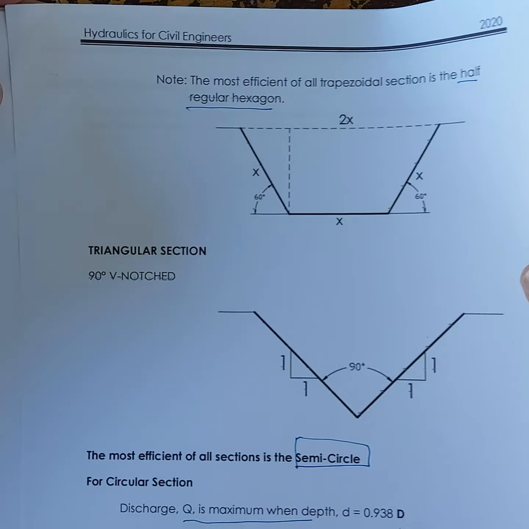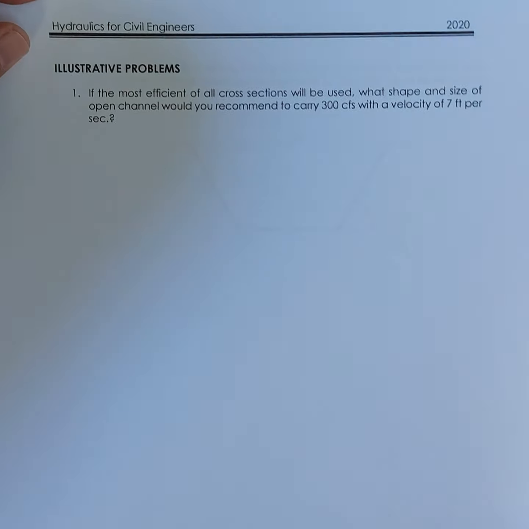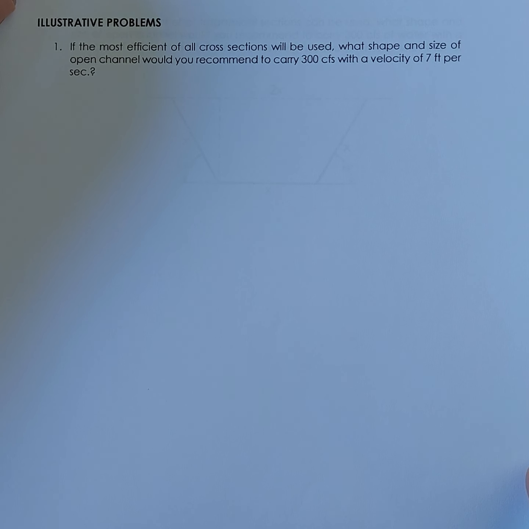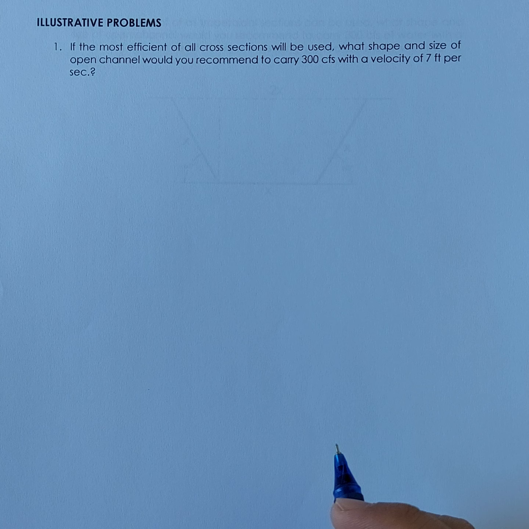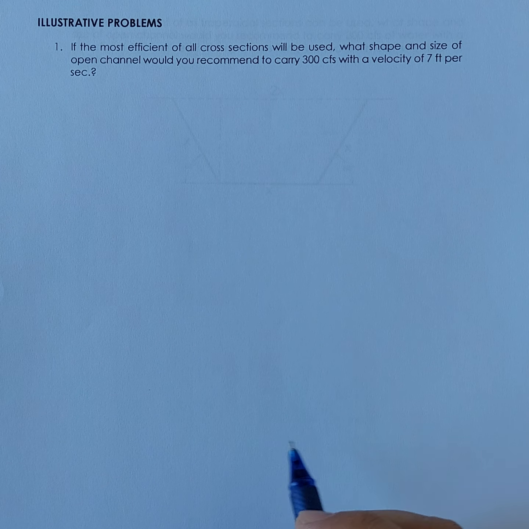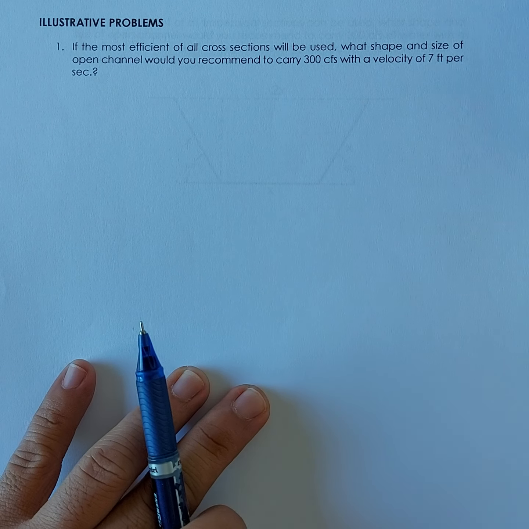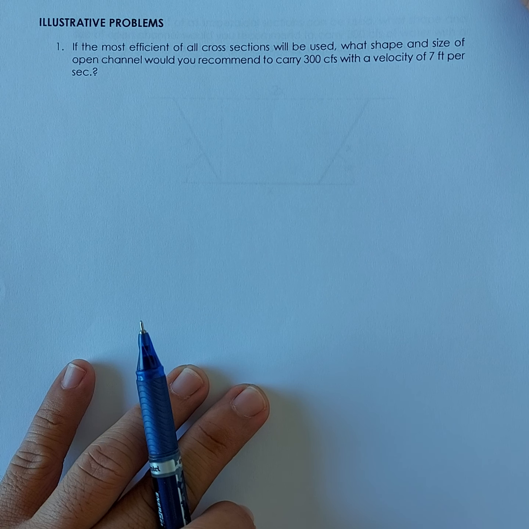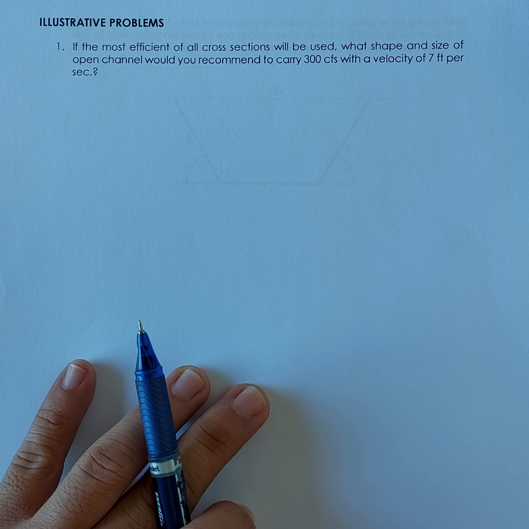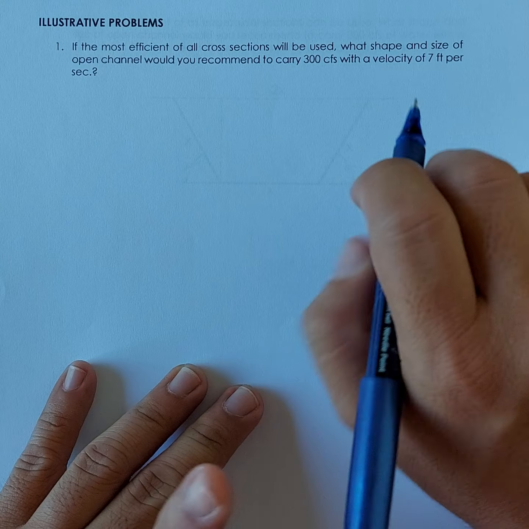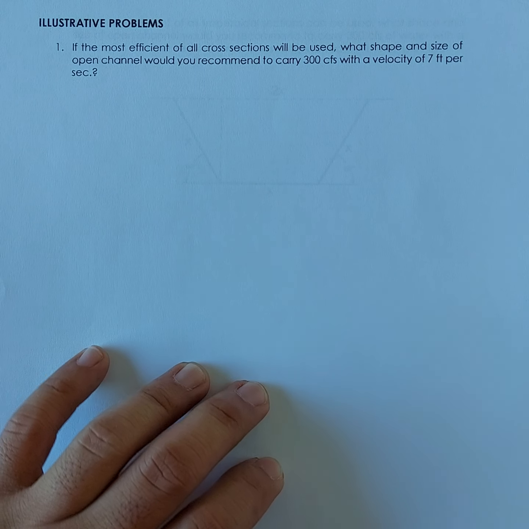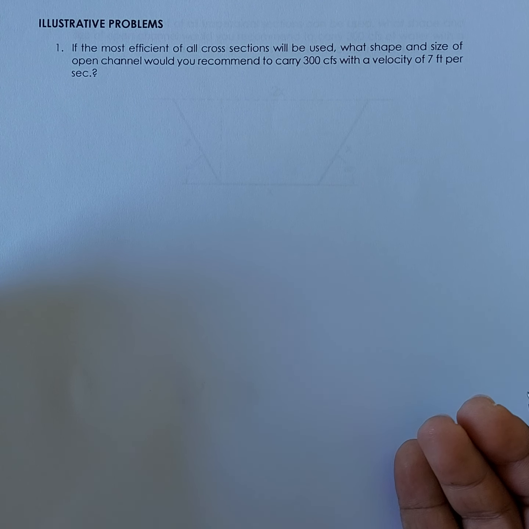Okay, let's proceed to illustrative problems. Let's try to solve some problems here. If the most efficient of all cross sections will be used, what shape and size of open channel would you recommend to carry 300 CFS? CFS is cubic feet per second, with a velocity of 7 feet per second.